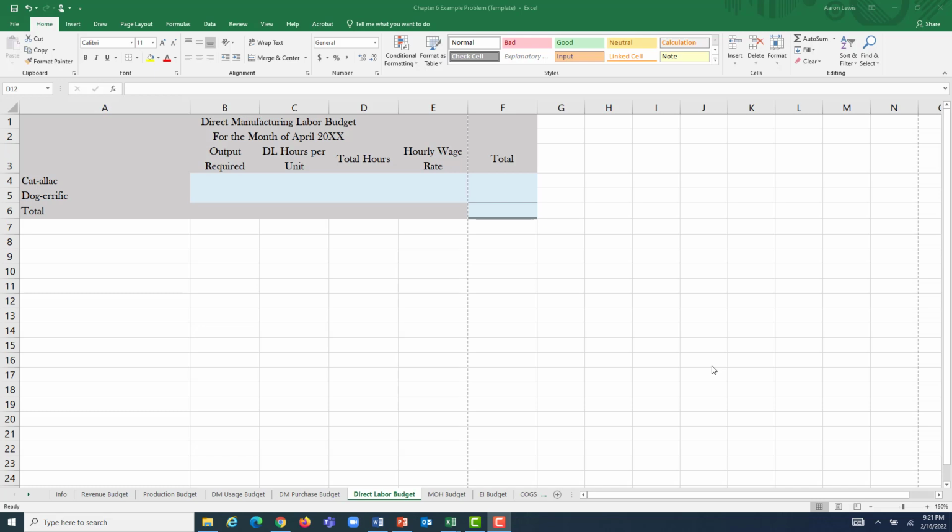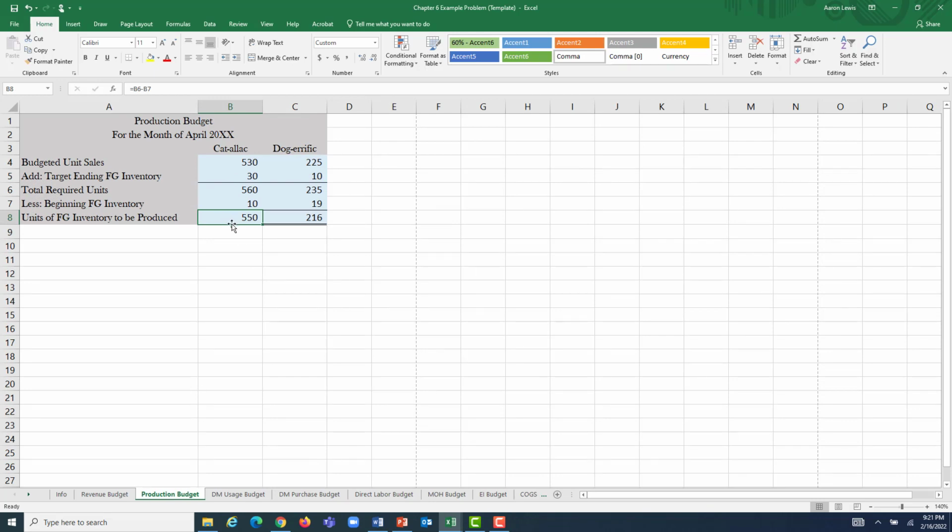Direct labor might be the easiest budget in this whole process. What we need to do is figure out how many hours we're going to need in total. To start with that, figure out how many units we're going to have to produce, what our output is expected to be for production during the period, and multiply that by how many hours it's expected to take to make each of our respective models. So for output required, I could have just as easily called this units of finished goods inventory to be produced. We're going to make 550 Cadillacs during the period. We're going to make 216 Doggerifics.